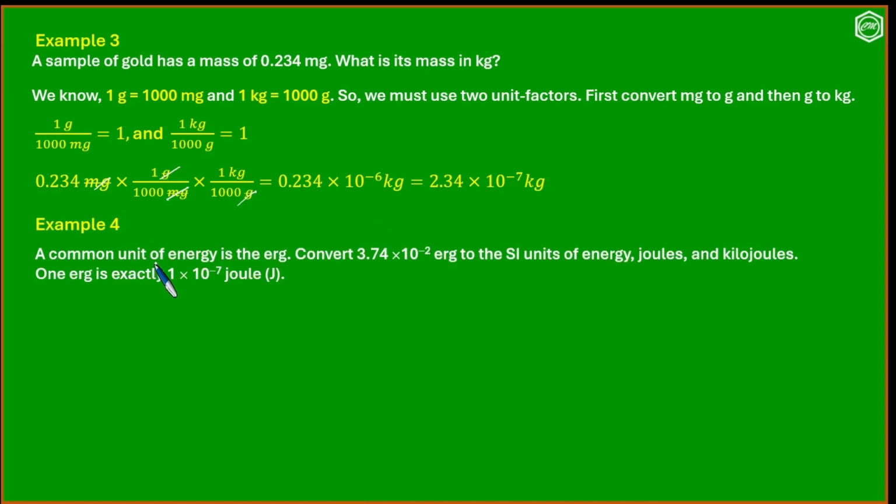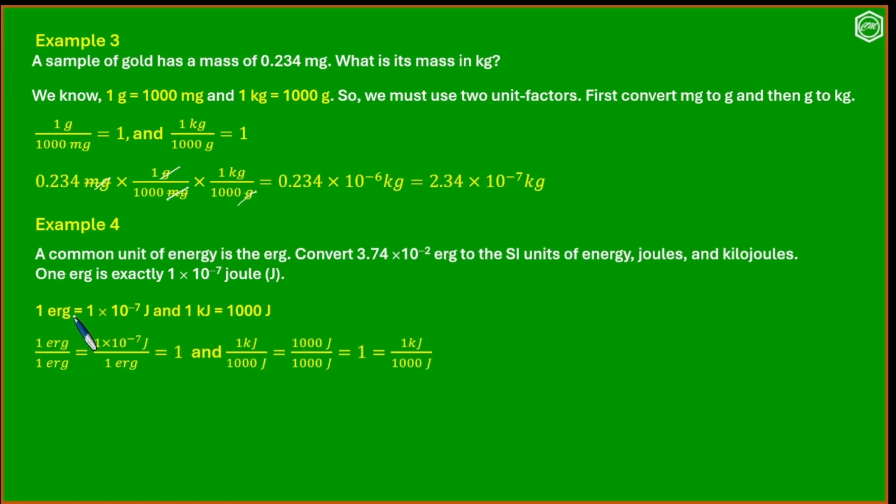Example 4. A common unit of energy is erg. Convert 3.74 into 10 raised to minus 2 erg to SI units of energy, that is joules and kilojoules. 1 erg is exactly 1 into 10 raised to minus 7 joule. So the equations are 1 erg is equal to 1 into 10 raised to minus 7 joule and 1 kilojoule is equal to 1000 joule.